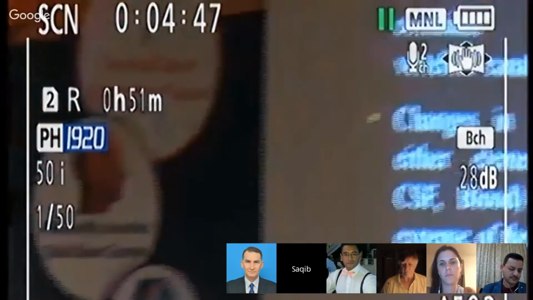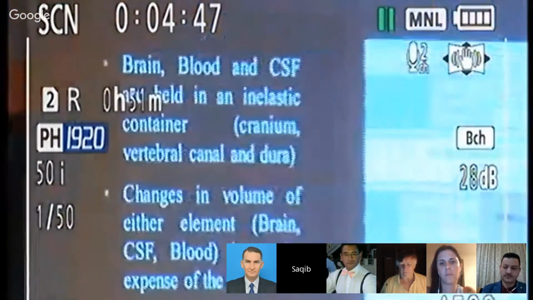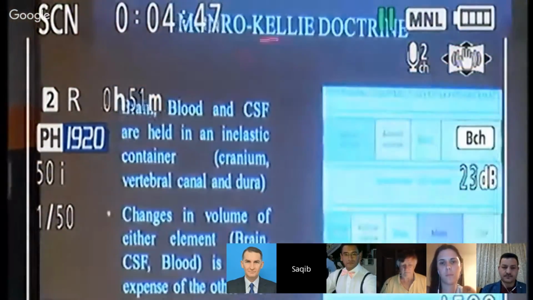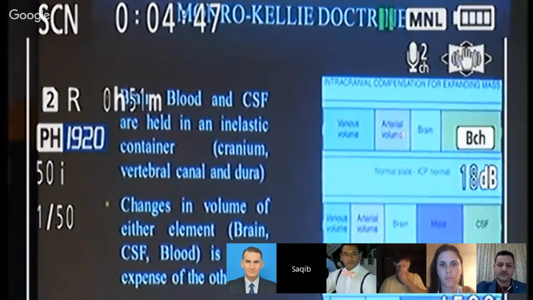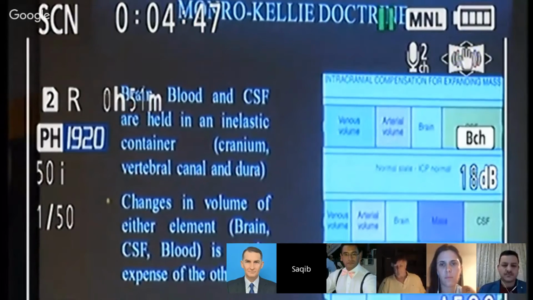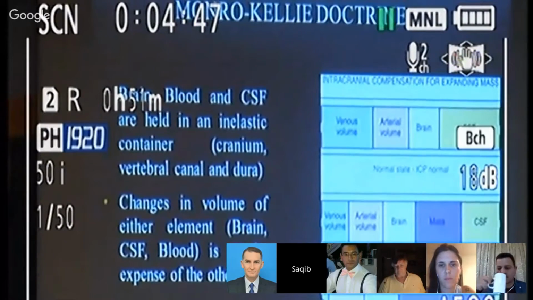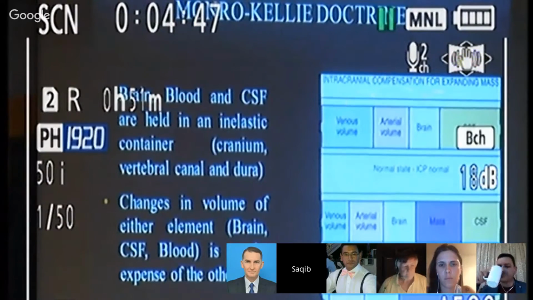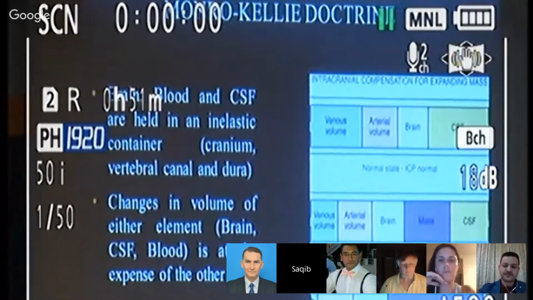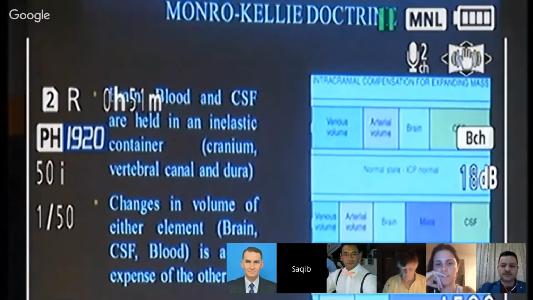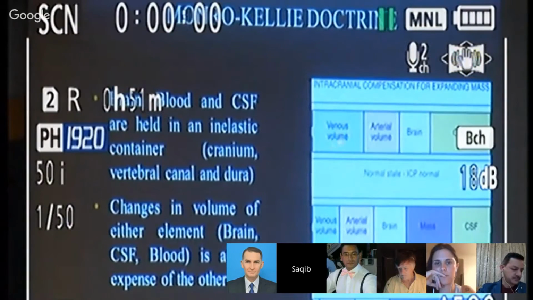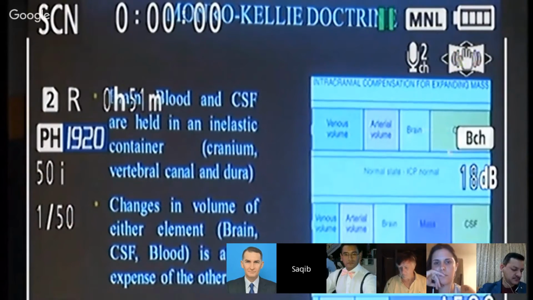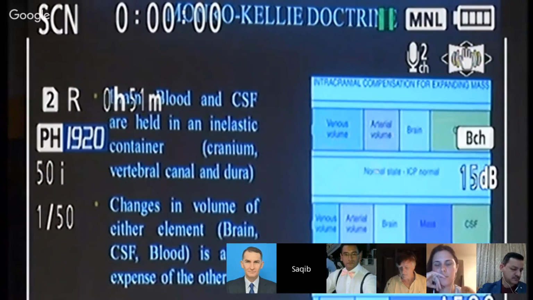The reason we are discussing hydrocephalus is because of this Monro-Kellie doctrine. The doctrine essentially establishes a relationship between different components within the cranial cavity. This cavity is, as we always know, a closed cavity. It cannot expand, especially in adults. And we've got an equilibrium between venous volume, arterial blood, the brain, and the CSF. If one or the other goes up or down, the other one has to compensate.